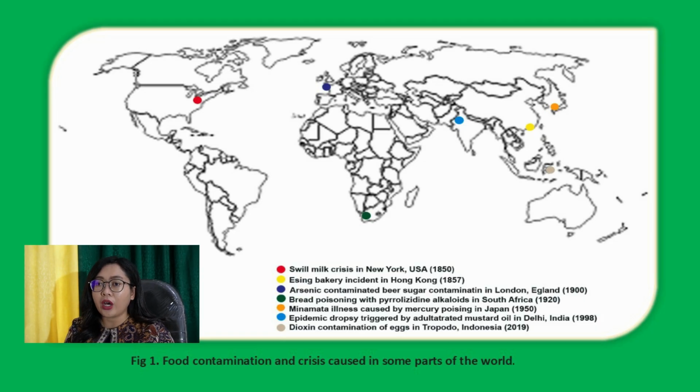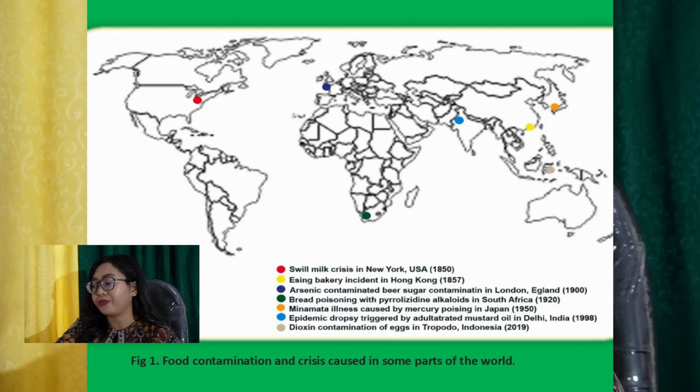And we are also familiar with the Minamata illness that happened in Japan around 1950. Maybe we have also heard about epidemic dropsy triggered by adulterated mustard oil in Delhi, where Indian people really like to use mustard oil. And some cases have also happened in my country, Indonesia, maybe just 6 years ago, from dioxin contamination found in eggs in Tropodo, Indonesia.